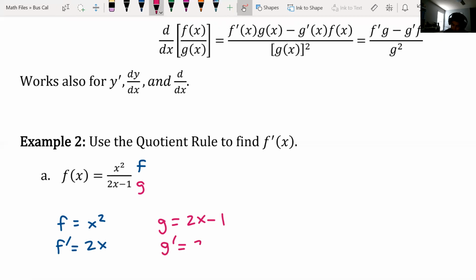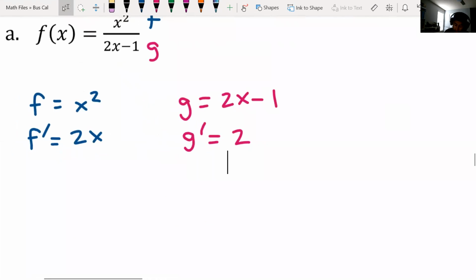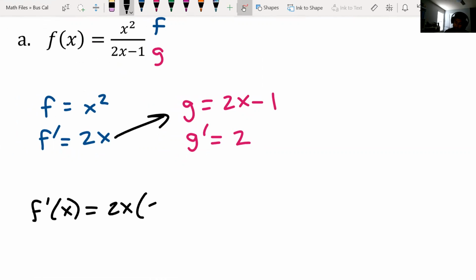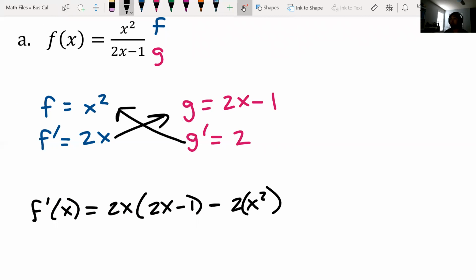G prime is 2. Now we're going to follow this quotient rule formula above. So we're taking the derivative of f of x, so we'll first start with f prime of x. And now we do f prime g: 2x times (2x minus 1) minus g prime f, 2 times x squared. I just put that in parentheses to be proper.